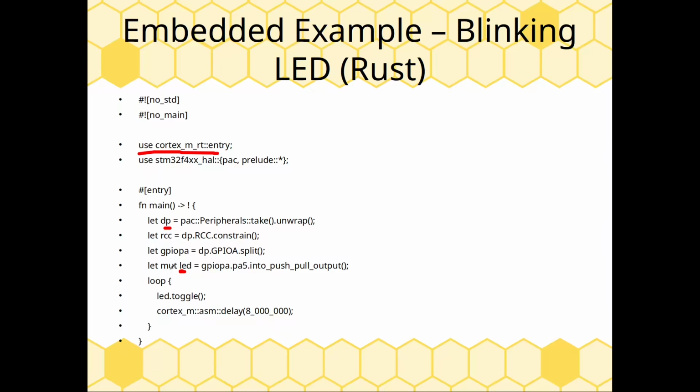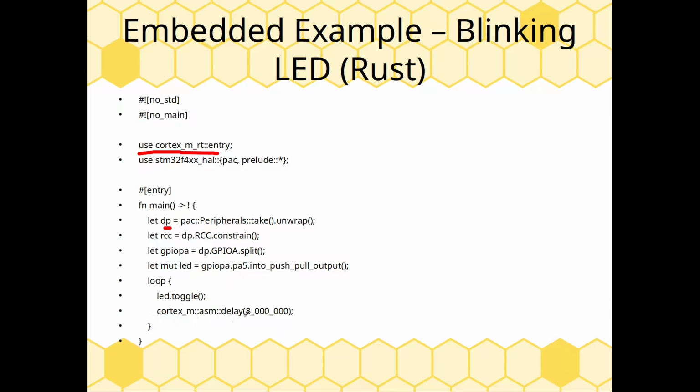And as you can see here, we are using mut, which means it can be mutable, as we are using led.toggle inside the loop function. We will be using mut. Inside the loop function, we are using led.toggle to turn the LED on and off.